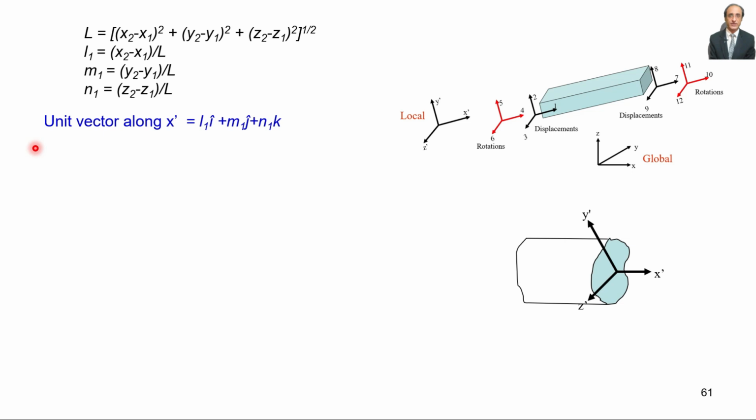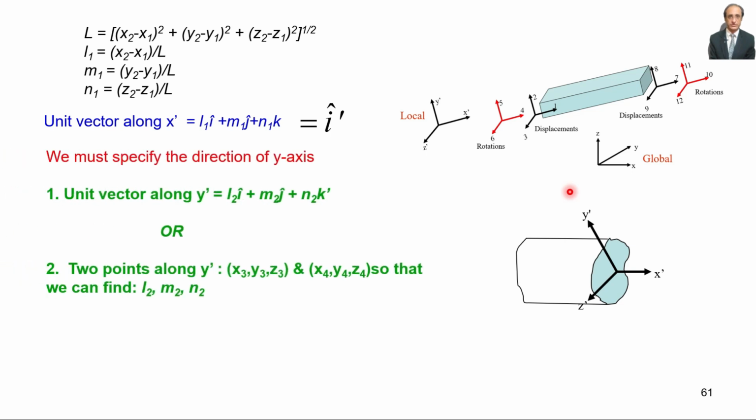Next, for the local y-axis, the user has to give extra information, especially if the member is not symmetrical, so that the principal axes do not coincide with the regular coordinates. In that case, the direction of the local y-axis has to be explicitly defined. It can be done in 2 ways. Either a unit vector is specified directly, or the user can specify 2 points along the local y-axis, so that, again using coordinate geometry, the program can find the direction cosines L2, M2, N2 for the local y-axis.